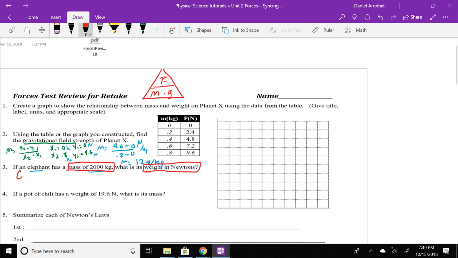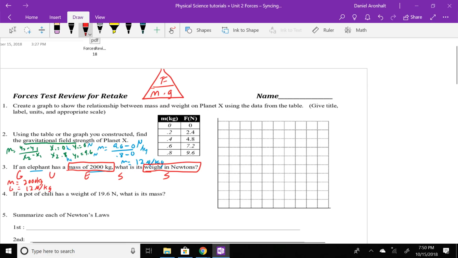Let's set up the GUESS method: G, U, E, S, S. What's given to you is a mass of 2,000 kilograms, and a gravity of 12 newtons per kilogram. And the unknown, well, what is the unknown? What does it want? It wants weight in newtons.